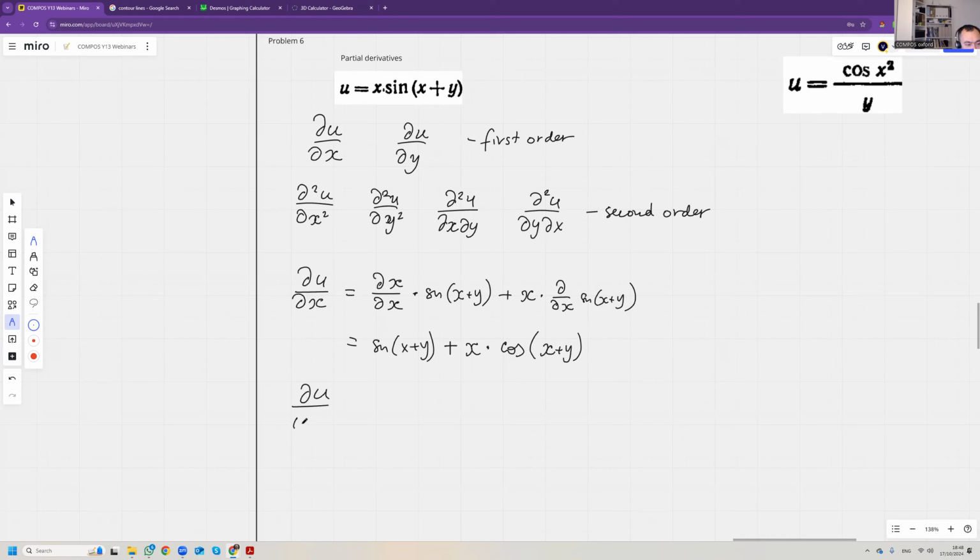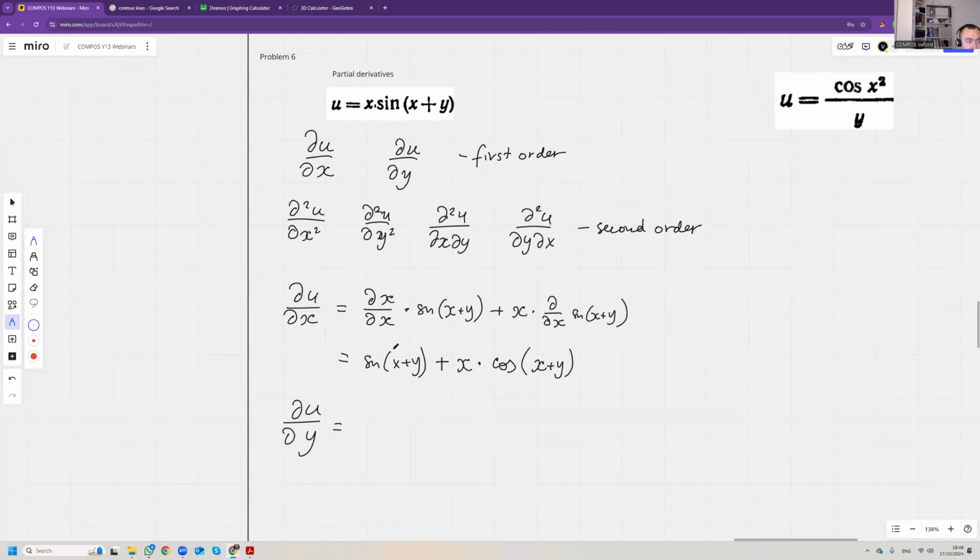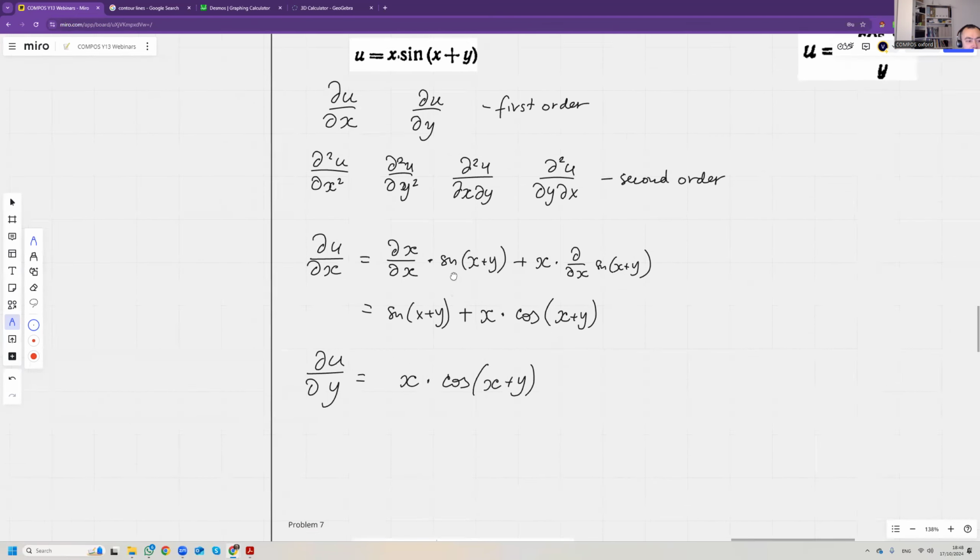Now du dy. Now we assume that x is constant. All right, and that becomes quite easy because now it's a constant. We can say that it is x multiplied by cos x plus y. And that's it. Because x is a constant, so we take it out. We just differentiate the sine. So it becomes cos x plus y.